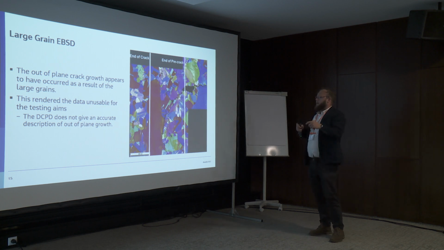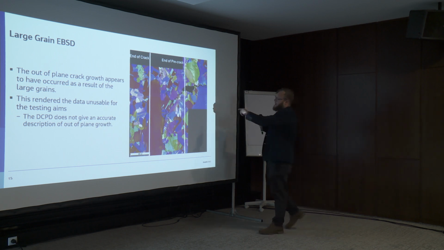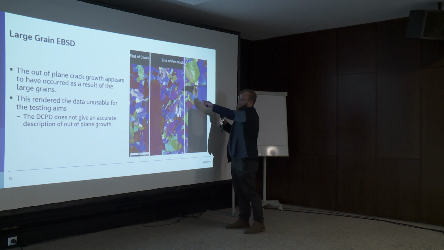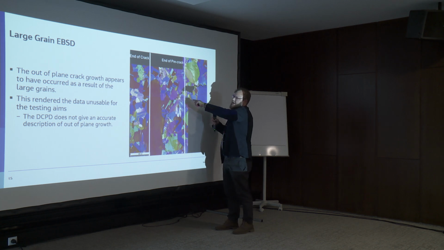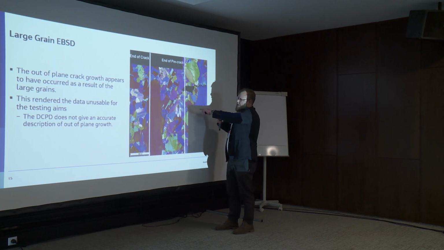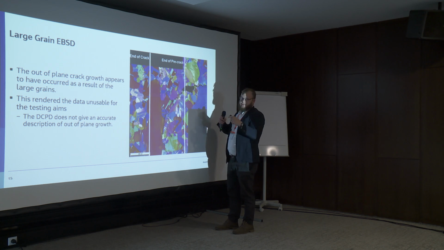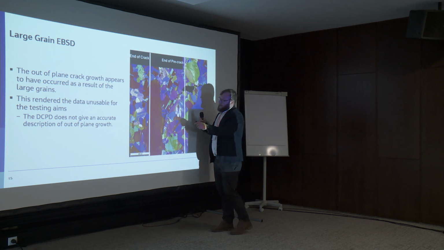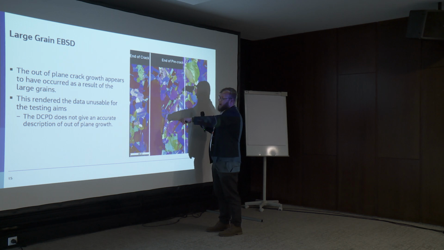Here is an EBSD image of one of the tests where this happened. We've gone to the end of the pre-crack, and then we can see that we have some transgranular growth caused by the earlier fatigue stages. But when we start to introduce these hold times and longer rise times where SCC becomes a contributor, we're getting intergranular growth, and the intergranular appears to be affected and biased towards this very large grain.